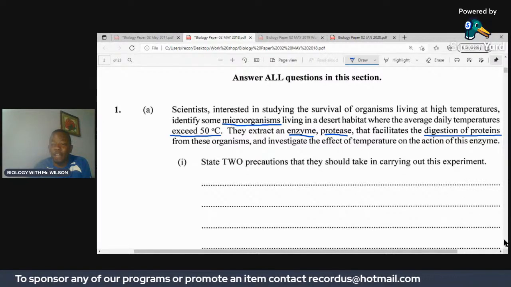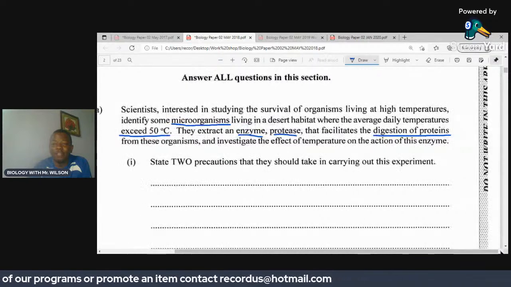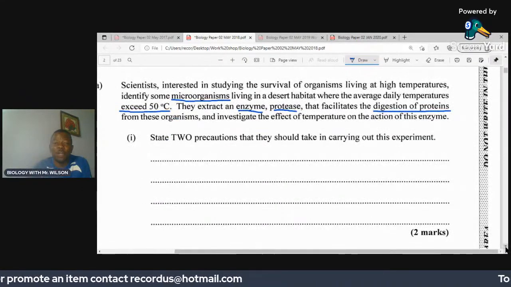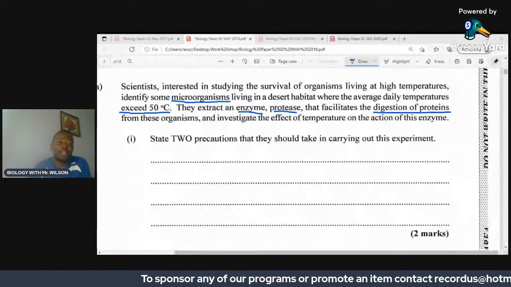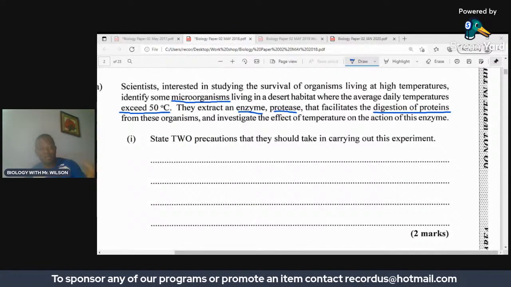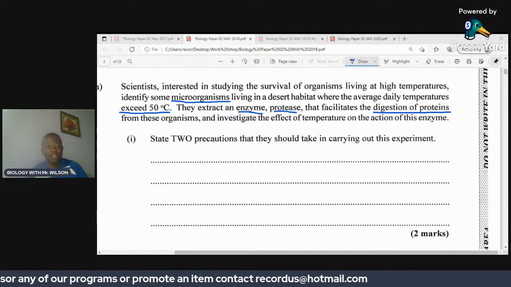Handling the microorganism requires precaution. It is as if you were going to a compost heap to pull some millipedes or something. What are the precautions that you definitely will be taking? Remember, precautions are steps that you're going to be taking in order to ensure that you are safe.